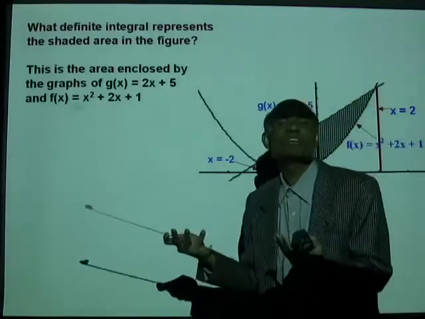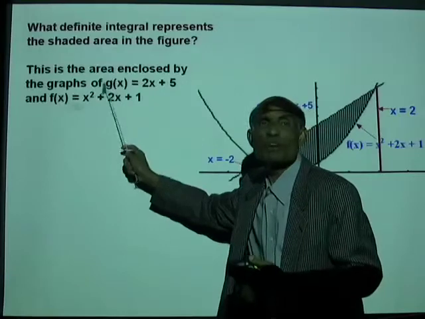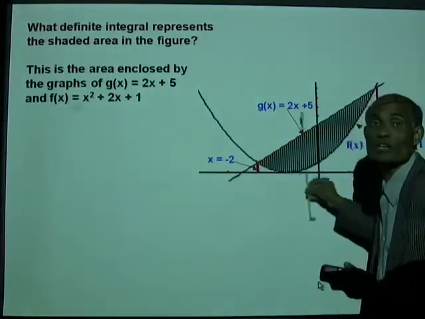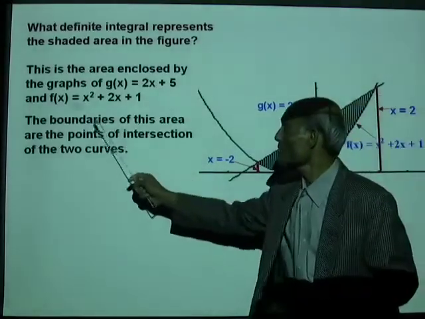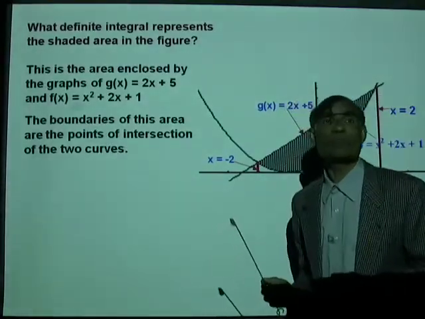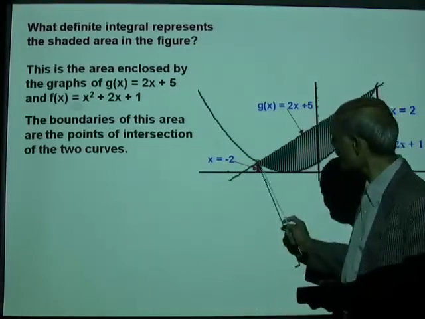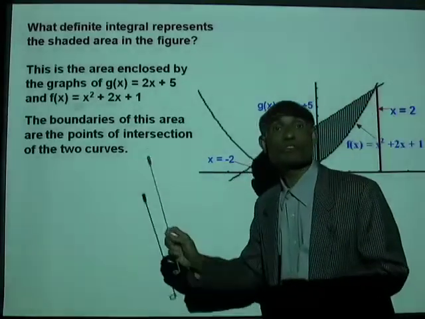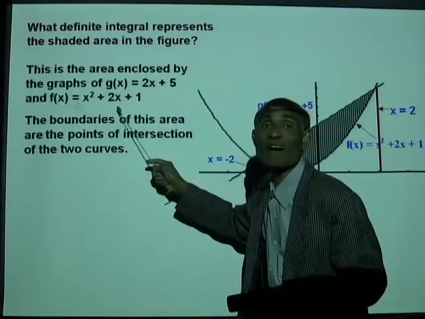In fact, I don't even need to mention the limits because the area enclosed by these two graphs exists only between these two x values. So, the boundaries of this area are the points of intersection of the two curves. Now, how do you find the points of intersection? The point of intersection occurs where these two function values are equal.